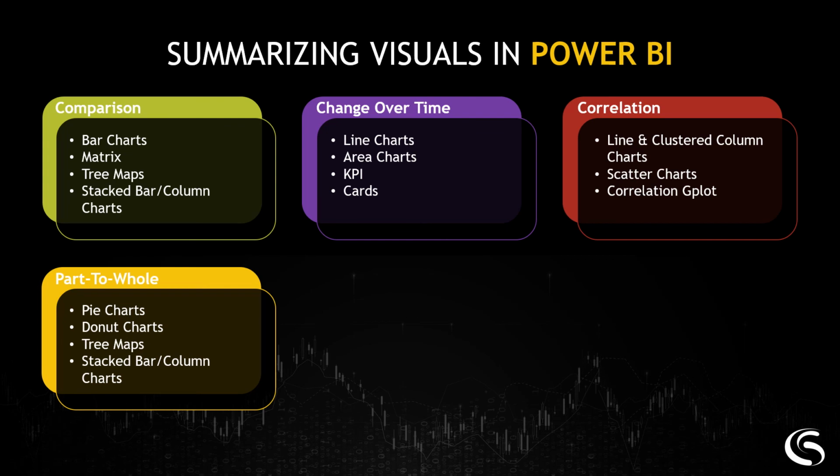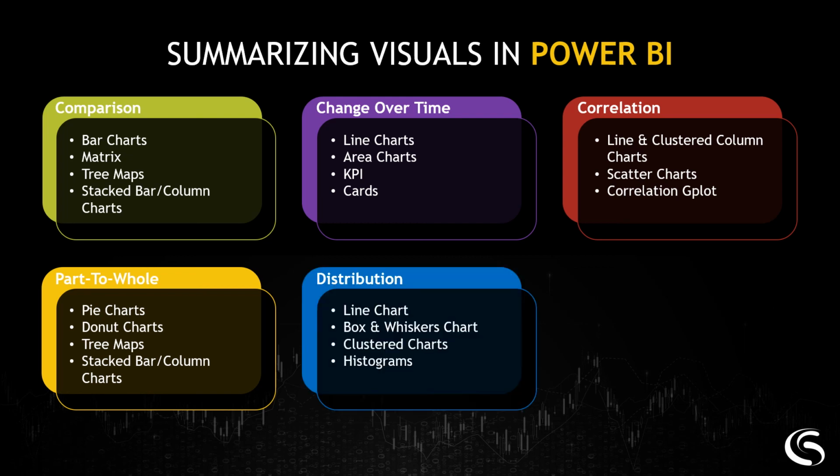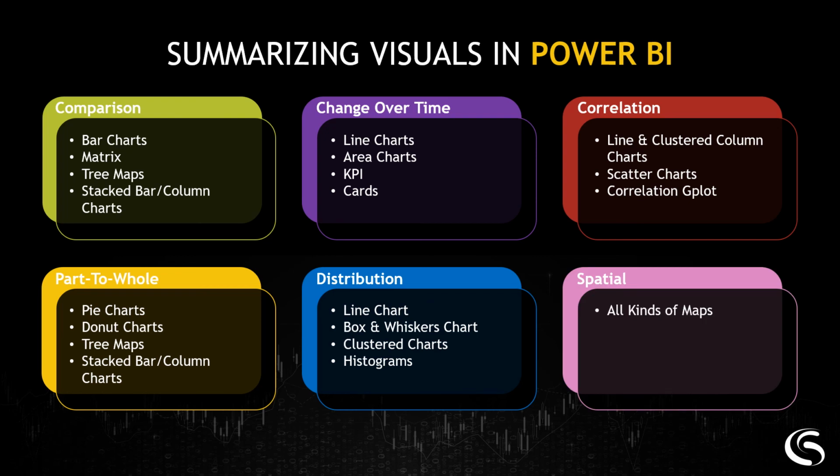To measure the relationship of part to whole, we use pie chart, donut chart, tree map, stacked bar, and column charts. To measure the distribution within your data, we use line chart, box and whiskers chart, clustered charts, and histograms. And for all kinds of spatial purposes, we use maps that are present in Power BI.